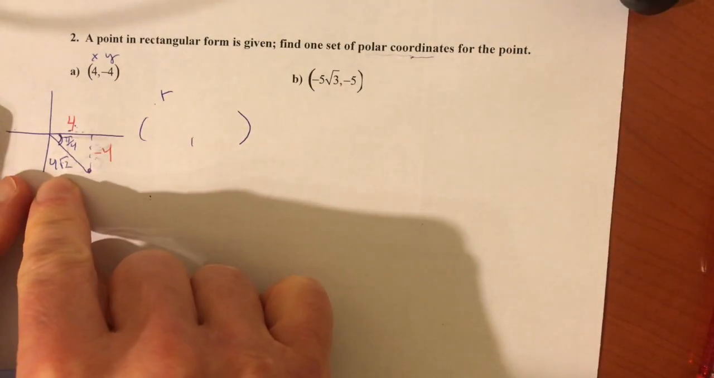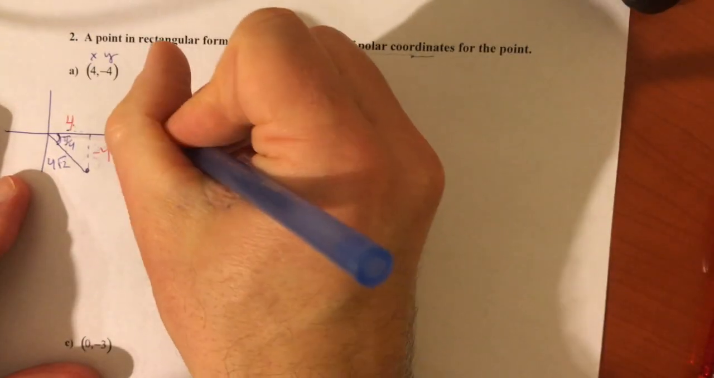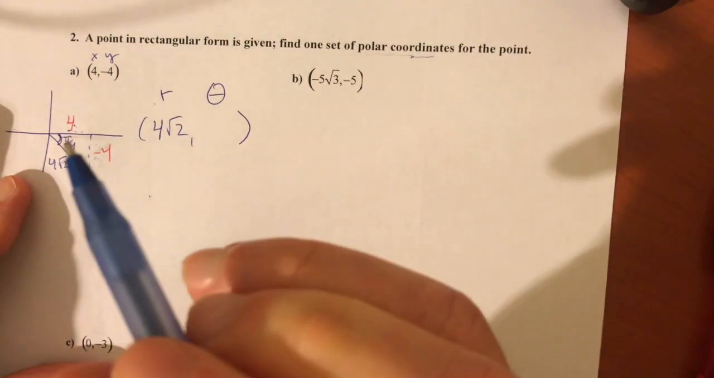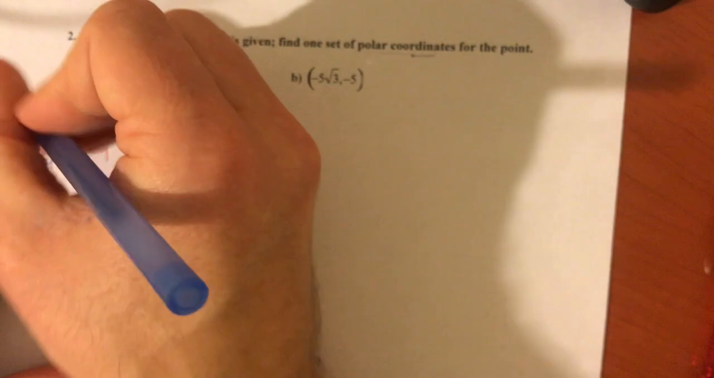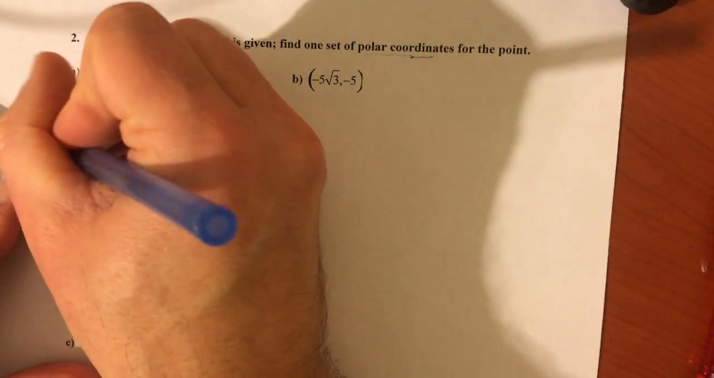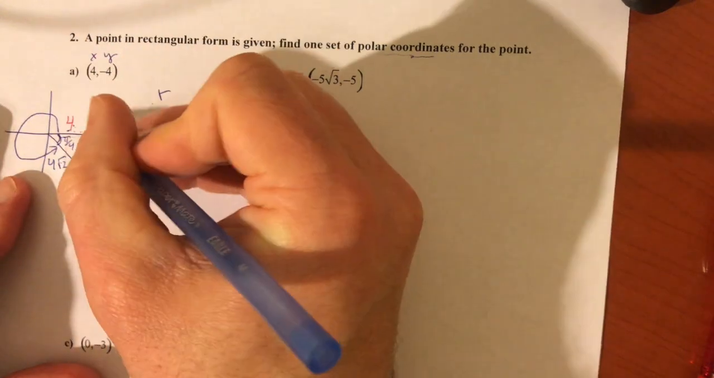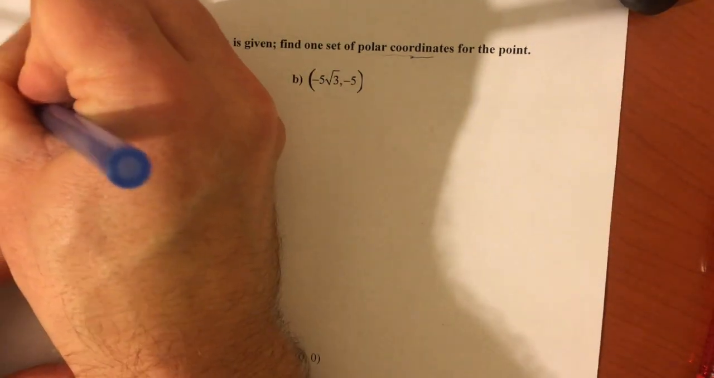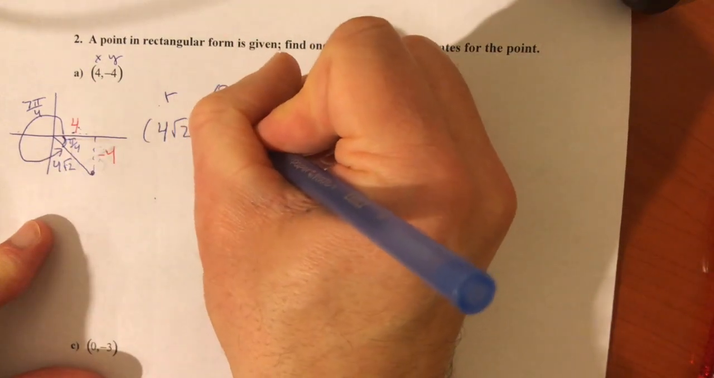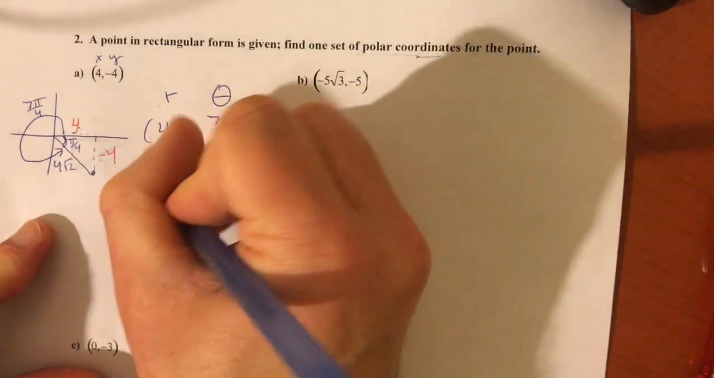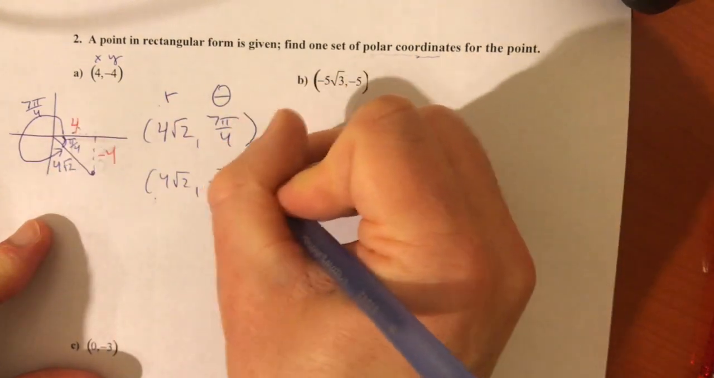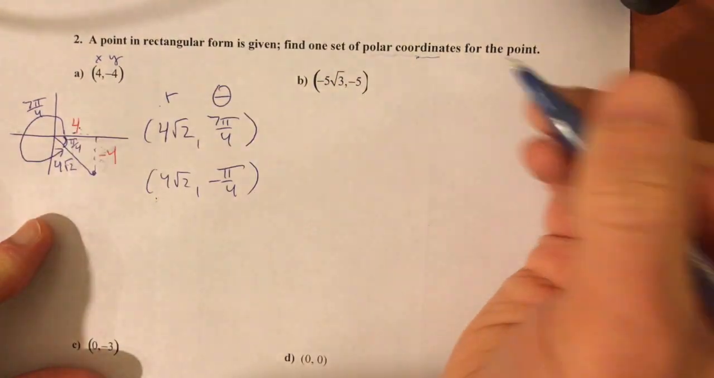Your r value is 4 root 2. That's the hypotenuse. Your theta value, you could say a few things. One is kind of like we've been doing all year, going from standard form. If this is positive 4 root 2, and that's pi over 4, then the rest of the angle is 7 pi over 4. You also could do 4 root 2, negative pi over 4 if you want to get to that same spot the short way.